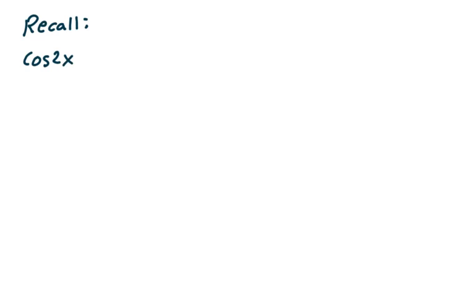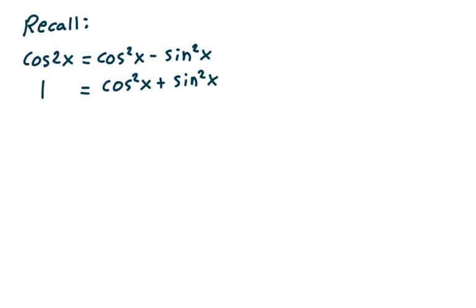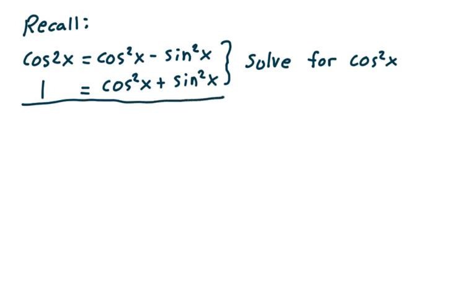Cosine 2x is equal to cosine squared x minus sine squared x. 1 is equal to cosine squared x plus sine squared x. Okay? Now, what I want to do is I want to solve for cosine squared x. So I'm going to add these up.